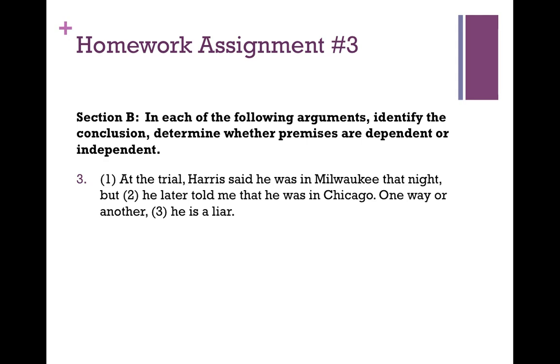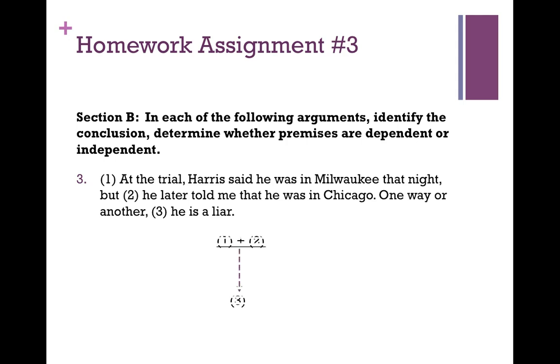So just think about this for a second. Harris said he was in Milwaukee that night, therefore he is a liar. Well, unless you know that he was somewhere else, you're not going to know that he's a liar. Or look at number 2. Later he told me he was in Chicago, therefore he's a liar. Would that by itself support 3? And the answer to that is no. We have to have either some information showing he was located somewhere else, or what we have here, him contradicting himself, him saying one thing one time, saying another thing another time.